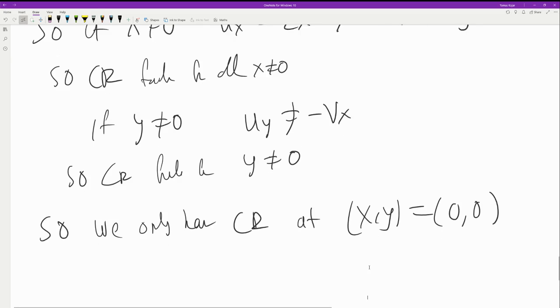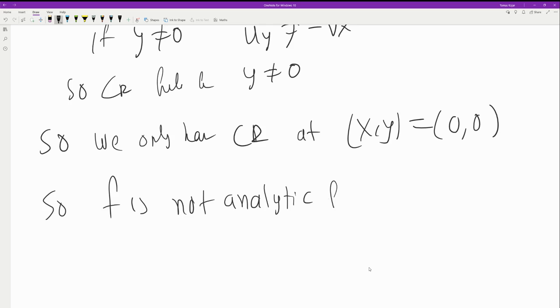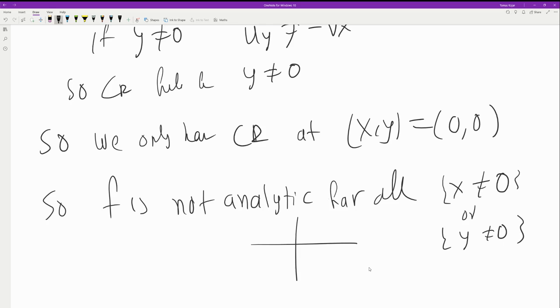Okay. Right. So f is not analytic for all x comma y not 0. So this or this. We only have analyticity at the origin. So nowhere else.